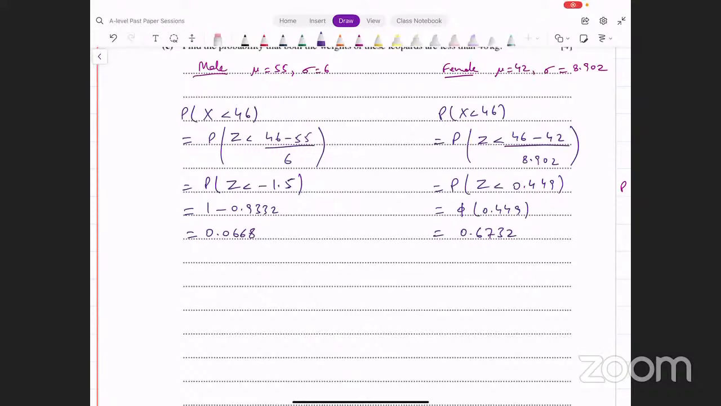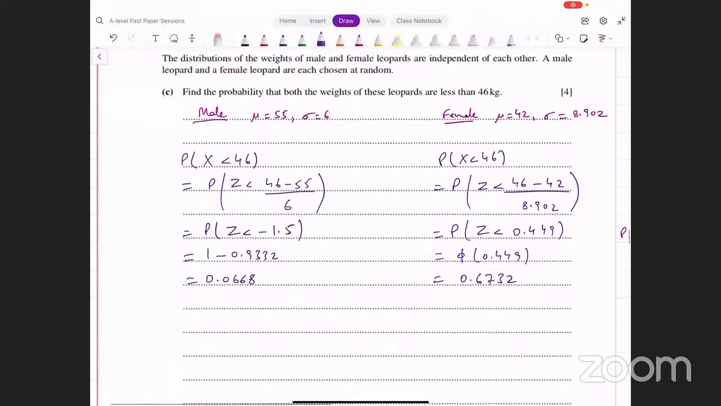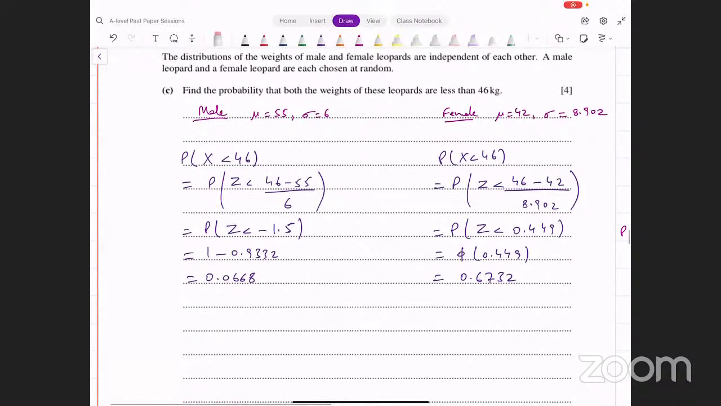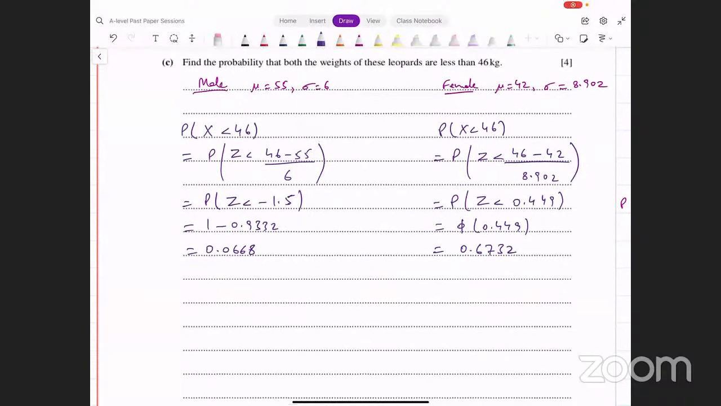You've got the probabilities of both of them: male leopard के weight less than 46 होने की क्या probability है और female leopard का weight less than 46 होने की क्या probability है. We found both of those things. Now what's the probability कि हम randomly एक male leopard choose करें, एक female leopard choose करें. What's the probability that both their weights are less than 46 kilograms? So basically दोनों का intersection find करना है. And since they are independent में क्या होता है, हम simply उनको multiply कर देते हैं इन probabilities को.